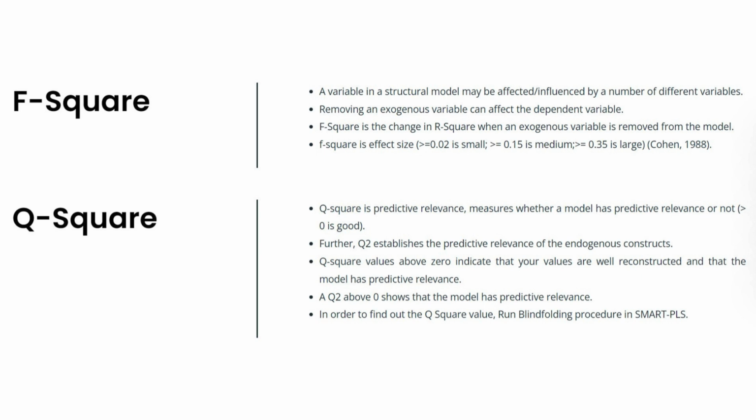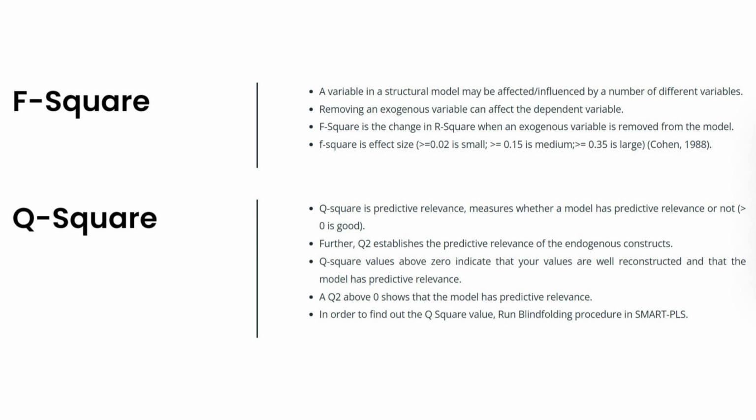Removing an exogenous variable can affect the dependent variable. F-square is the change in R-square when an exogenous variable is removed from the model. F-square is effect size. 0.02 is small, 0.15 is medium, 0.35 is large, Cohen, 1988. Q-square is predictive relevance, which measures whether a model has predictive relevance or not.